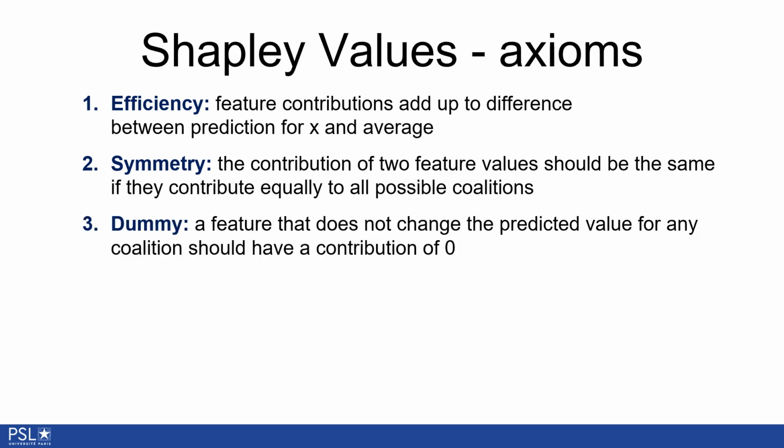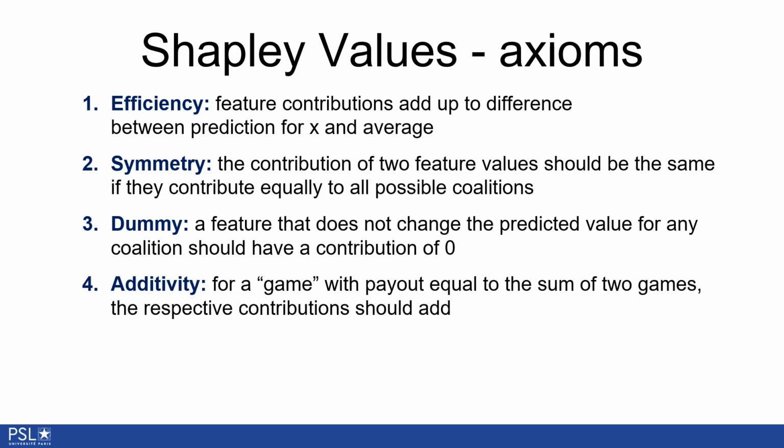The third property is called dummy. It says that if a feature does not change the predicted value for any coalition, then it should have a contribution of 0. And the final property is additivity, and it states that for a game in which the output is equal to the sum of two games, the respective contributions should add.